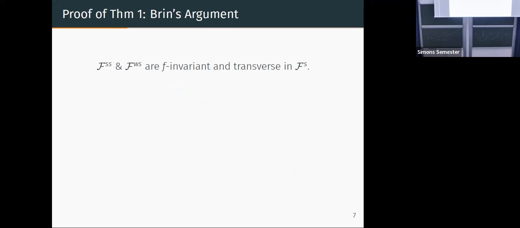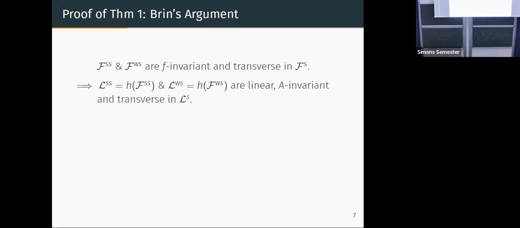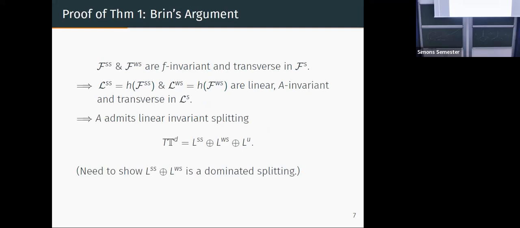Okay. Right now we know it is an F-invariant foliation and transverse. Now you map these two things by H, which are two linear foliations and A-invariant. And also in the stable bundle of A, they are transverse. Okay, they are transverse. So this gives you what? This actually gives you that A has a linear invariant splitting, but now it is not a dominated splitting. It's just a linear splitting.